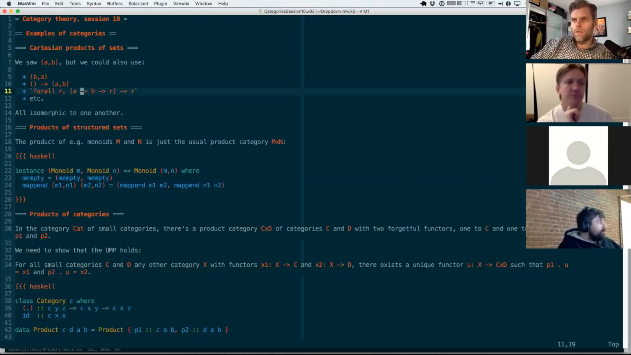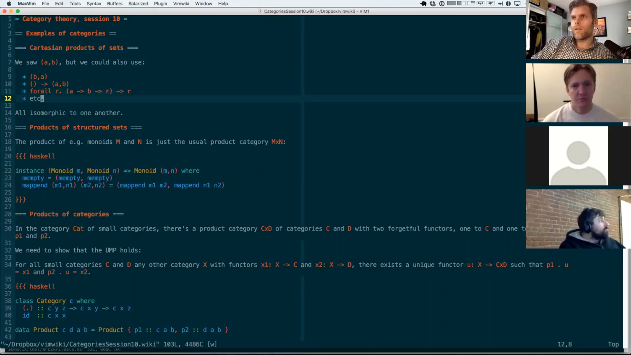We saw that we could use this sort of Church encoding. So we could say, okay, if I have a function that can receive both an A and a B and turn that into an R, then I can turn this whole thing into an R, right? So a value of this type really consists of a value of type A and a value of type B. So this is the lambda calculus way of encoding a pair.